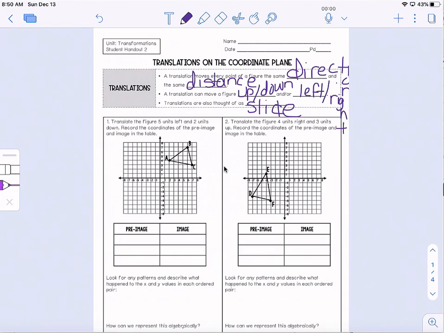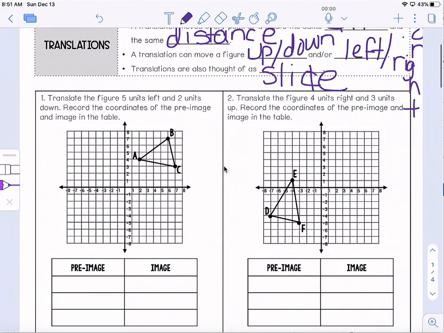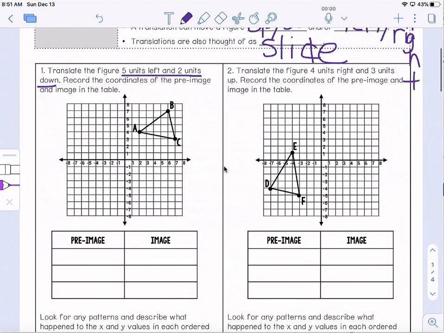So let's look at number 1. It says translate the figure 5 units left and 2 units down. Record the coordinates of the pre-image and the image in the table. The pre-image is the original figure, so triangle ABC would be called the pre-image, and the image is the translated triangle, the new image.